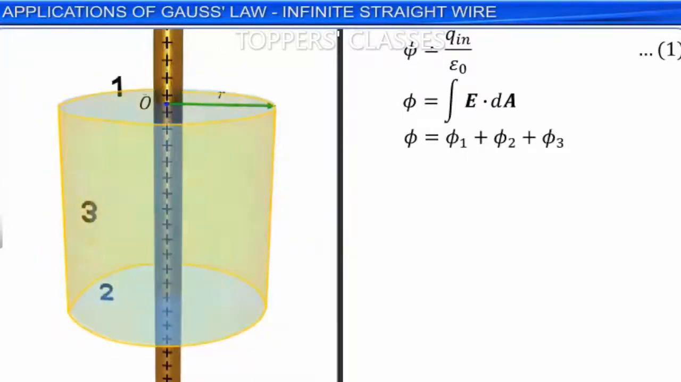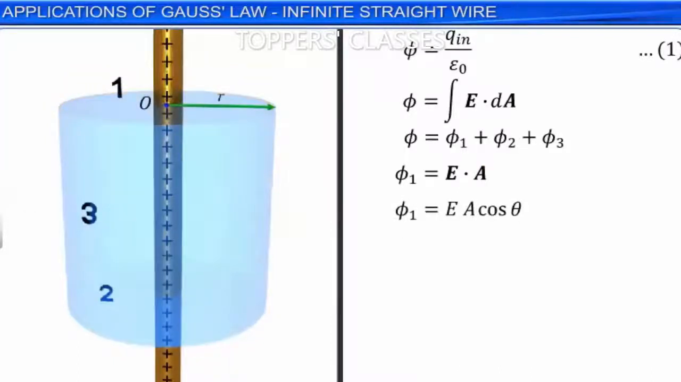Let us now calculate the electric flux through surface 1, which is the flat surface of the cylinder. We know that the electric flux phi 1 is equal to E dot A, where E is the electric field and A is the area vector. This is equal to EA cos theta, where theta is the angle between the directions of electric field and the area vector. The electric field is perpendicular to this surface. Hence, in this case, theta is 90 degrees and cos 90 degrees is equal to 0. Hence, flux phi 1 through this surface is 0.